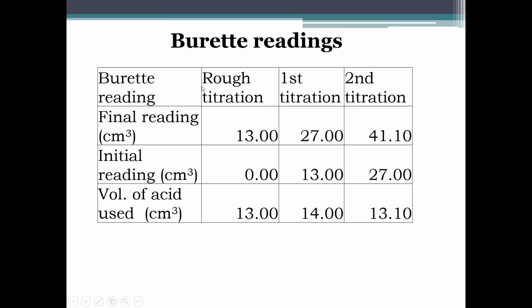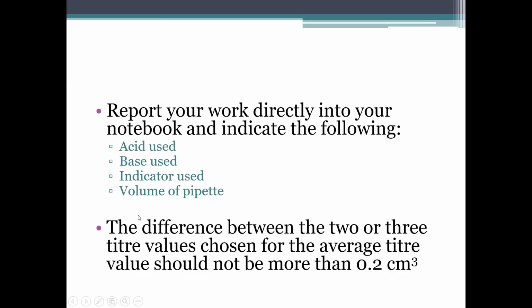So you have your table containing your burette readings, your rough titration, your first titration, and your second titration. And you must indicate the unit: your final reading in centimeter cubed, your initial reading in centimeter cubed, the volume of acid used in centimeter cubed, and also state the acid used, the base used, the indicator used, and the volume of pipette that you also used.